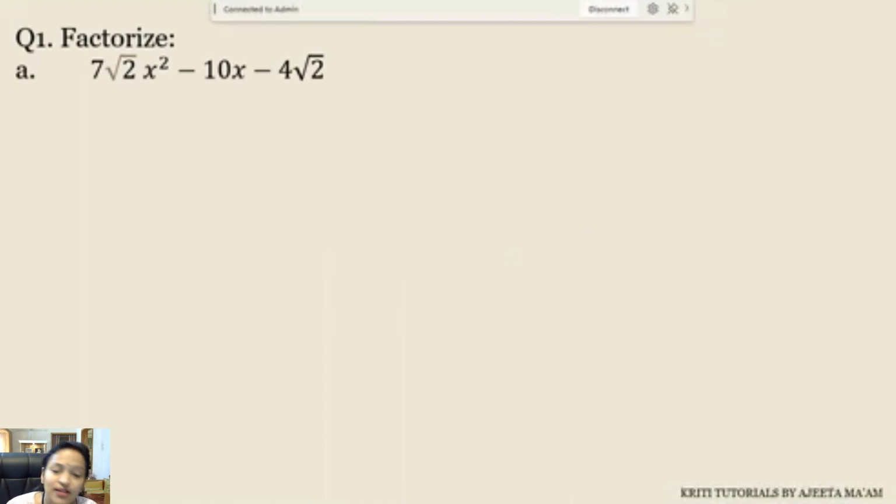So we have to factorize the given polynomial, that is 7 root 2 x square minus 10x minus 4 root 2. We can solve it in a very easy way. Sometimes we face a problem because of the root sign, right? So I'll just tell you a very simple way to solve it. As we know, we have to take the product of two terms, that is the coefficient of x square and the constant term, right?